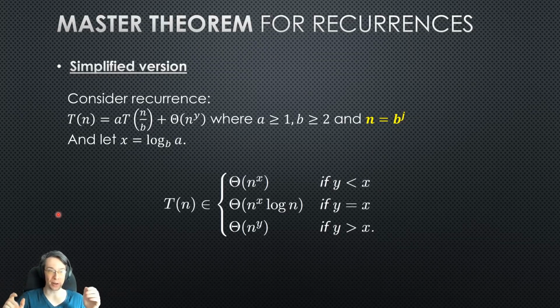Okay, so the final punchline. Here's the master theorem for recurrences. So you have our recurrence relation that we're all familiar with now: T of n equals a times T of n over b plus theta n to the y, where a is at least 1, b is at least 2, and n is a power of b. This part I'll talk a little bit more about, but you can actually remove this restriction. And we'll let x be log base b of a. So this is all the stuff we saw before. Then T of n is in theta n to the x if y is less than x, in theta n to the x log n if y is equal to x, and in theta n to the y if y is greater than x. And of course, this just comes directly from the three cases that we saw.